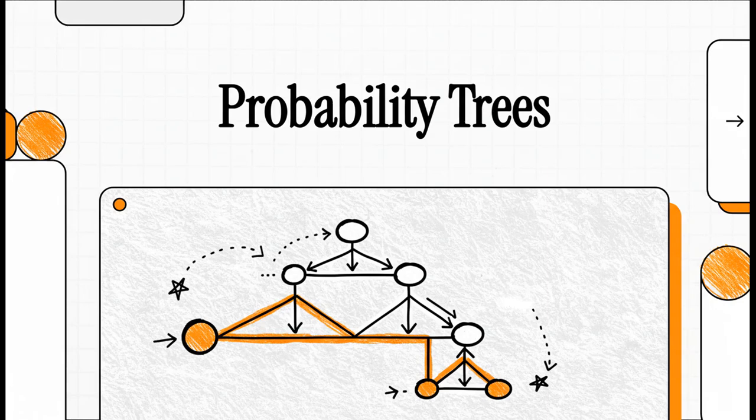You know that feeling when you're staring at a probability problem and it's just this wall of text in percentages and your brain just kind of shuts down? Yeah, we've all been there. Well, today we're going to change all that. We're going to take that confusion and turn it into a super clear visual map where you can literally see every possible outcome. We're talking, of course, about probability trees.